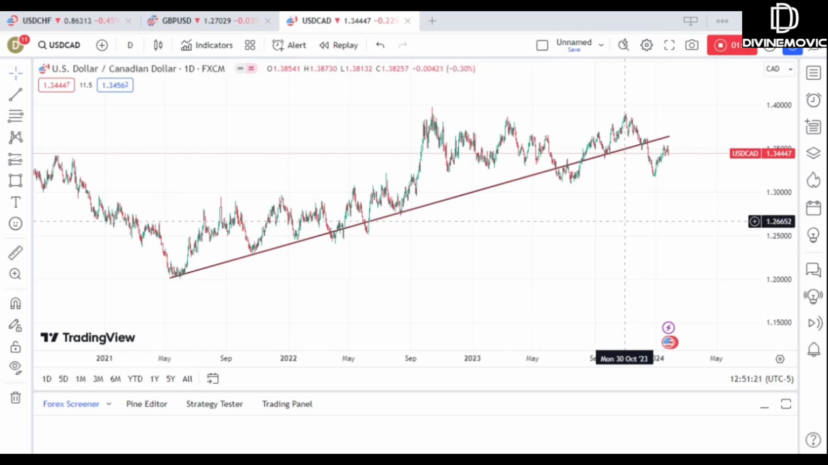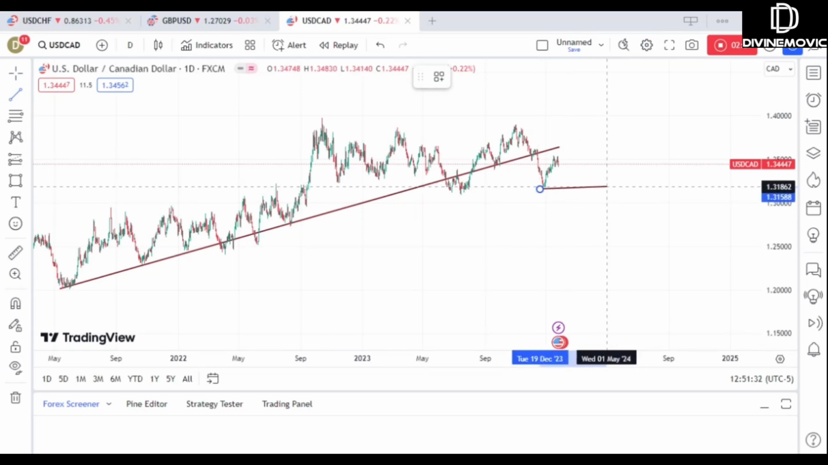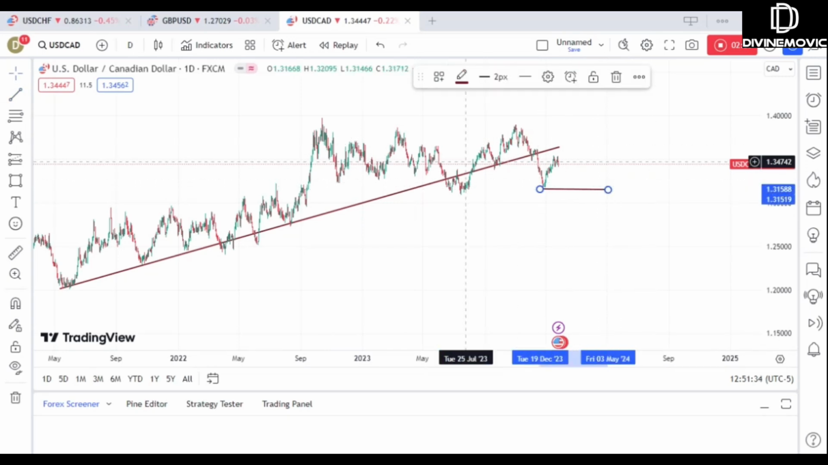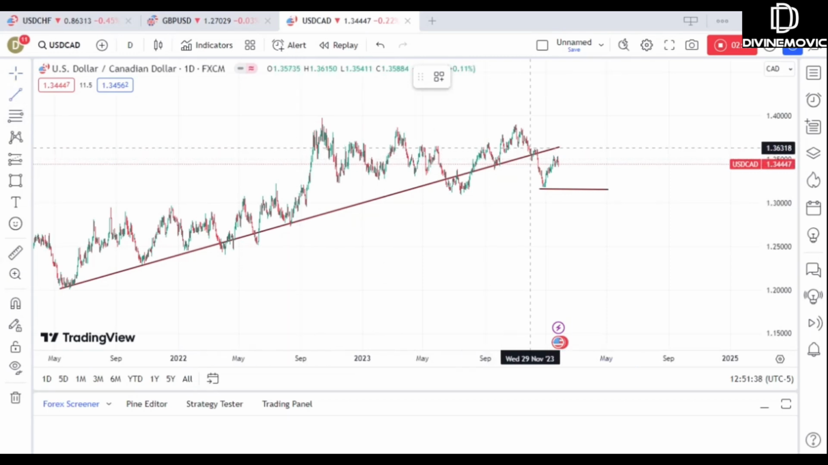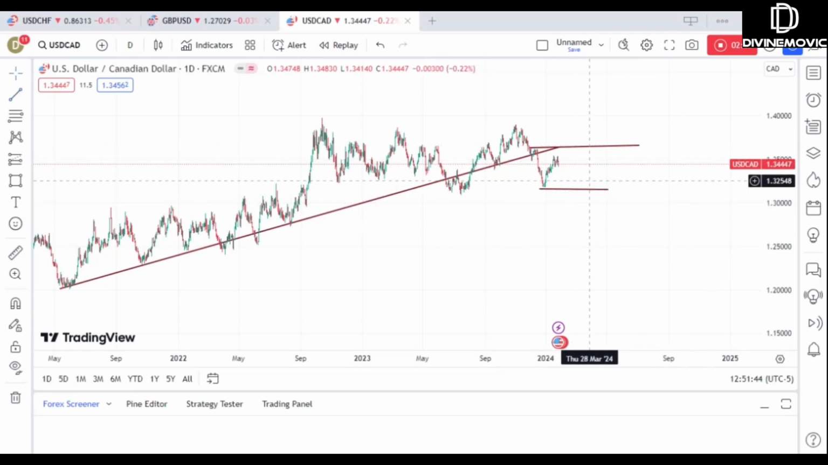So what is it telling us? Yes, we're in an uptrend, but price is giving us that we're in a downtrend. So what do we do? We mark out our key levels, and as you can clearly see, this place is our key level, and this place as well is a key level. So our key levels are simply this support level here and this resistance level here.